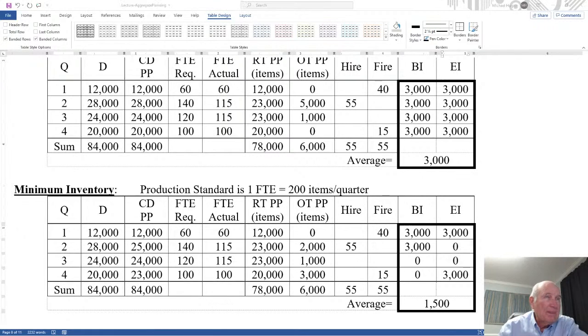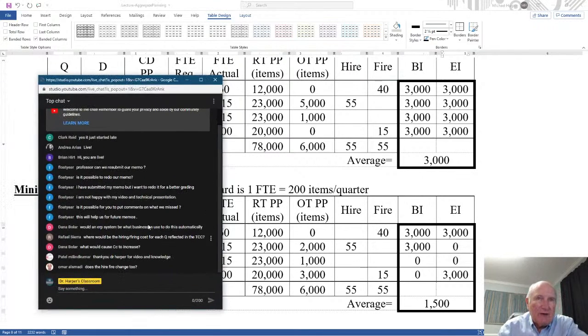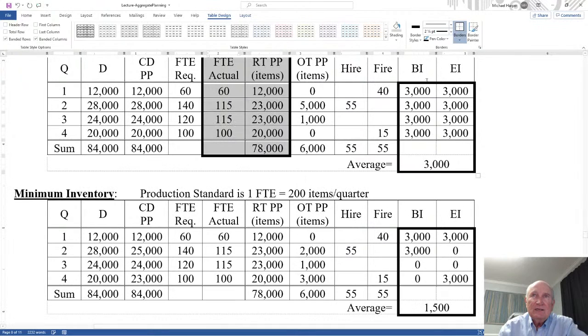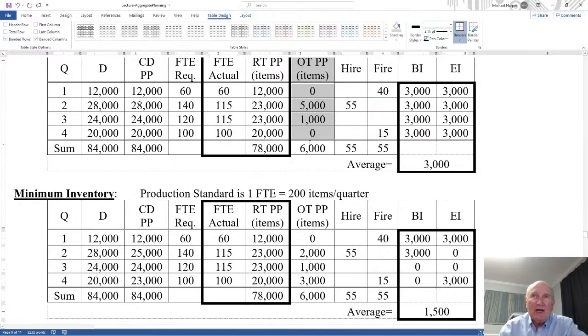Omar, good question. Do the hire and fire change too? No, when you change this down here, you're just changing the overtime. The hire and fire is based on these actual FTEs here, and it doesn't change because these do not change from one to the other. The only thing I'm changing is the overtime. So the hire and fire is based on the FTEs.